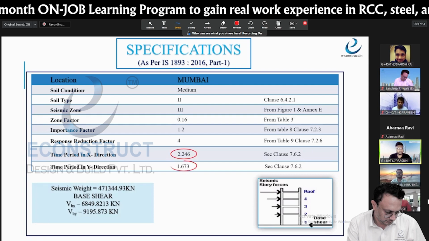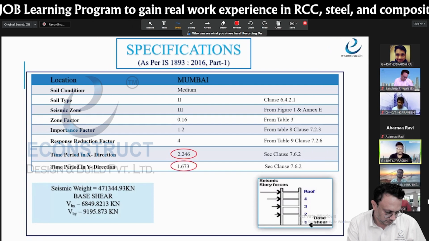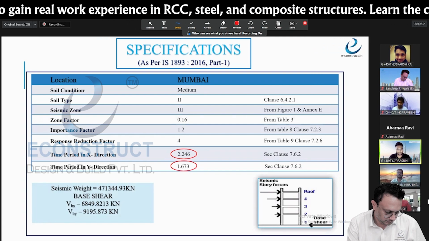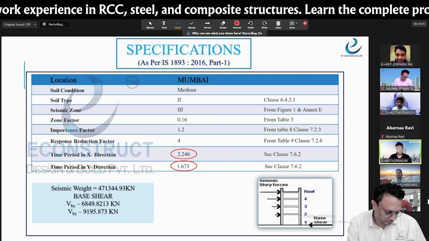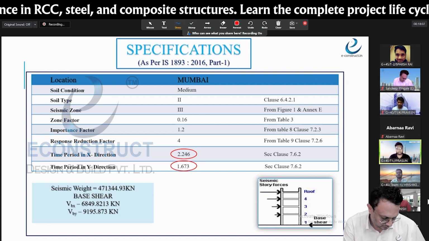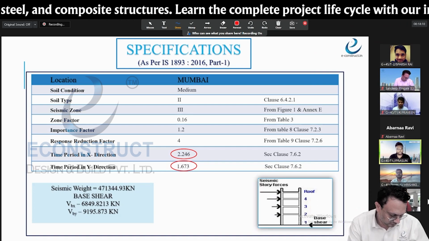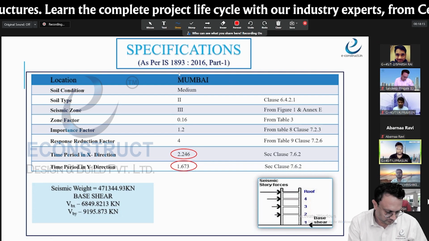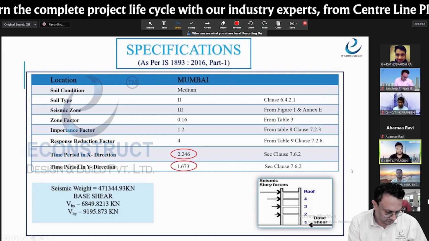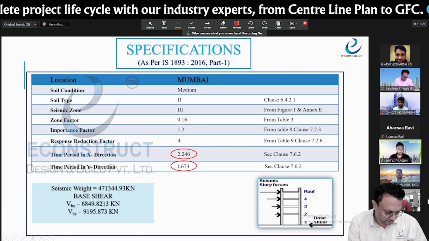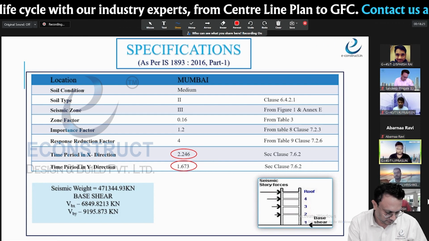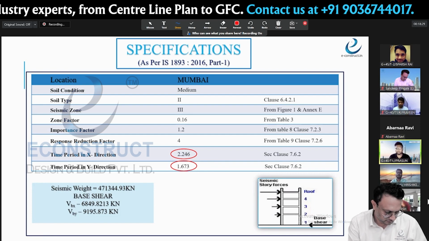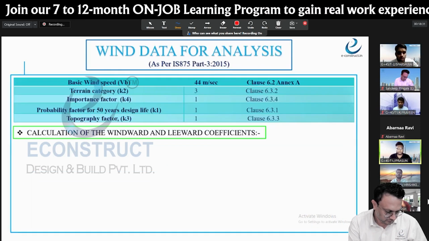These are the seismic parameters we have considered. The time period as per IS 1893 is coming as 2.246, and from the vibration analysis it is coming less, 1.63673. The base shear is coming 6849.82 kilonewtons, and in the Y direction it is 9195.875. The seismic weight we have calculated is 471344.93 kilonewtons. Okay, next slide, please.